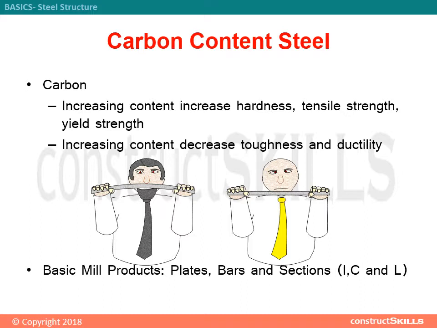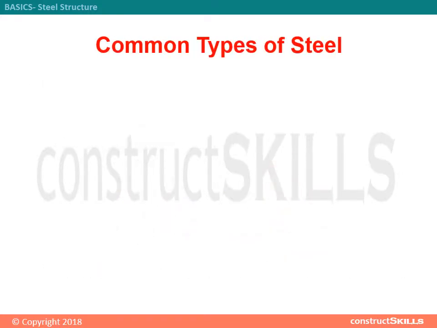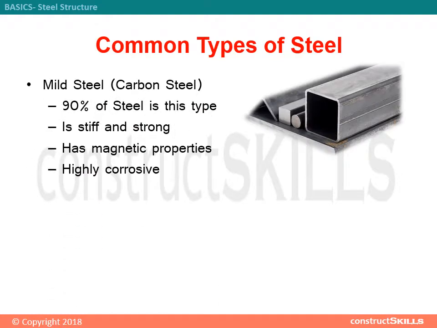Basic mill products are plates, bars and sections like I, C and L. Common types of steel. First, mild steel or carbon steel. 90% of steel is this type. Mild steel is stiff and strong. It has magnetic properties. And it is highly corrosive.